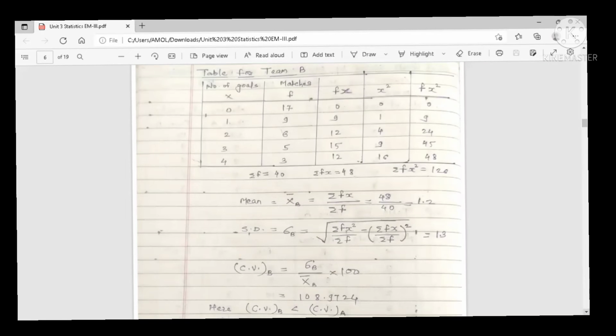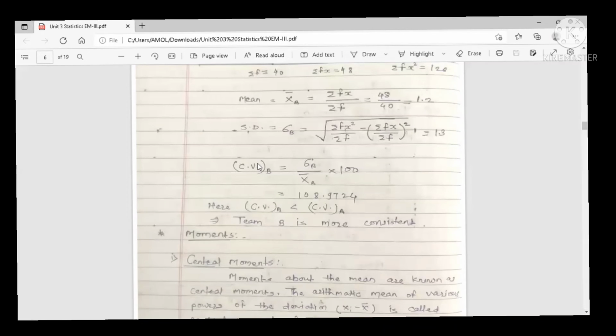Then you calculate the coefficient of variation, CV suffix B. The coefficient of variation for team B is sigma B upon X B bar into 100, where sigma B is the standard deviation for team B and X B bar is the arithmetic mean for team B. Sigma B is 1.3, X B bar is 1.2, into 100. If we calculate this term, it is equal to 108.9724. So this is the coefficient of variation for team B.